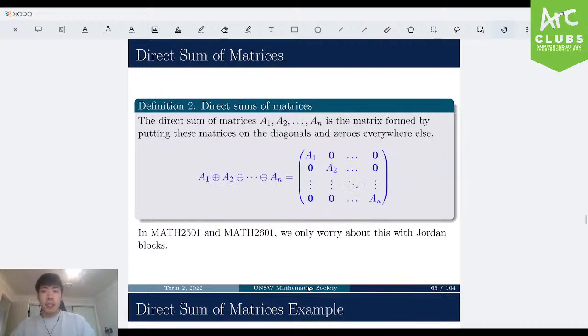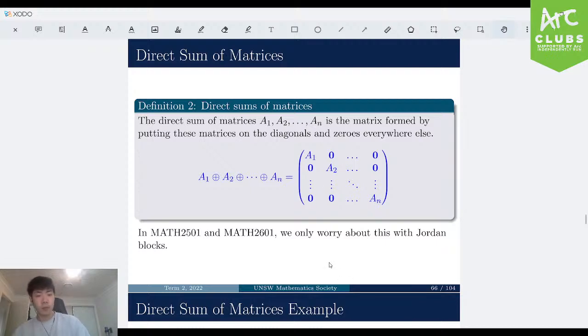Another definition is the direct sum. So you may have learned direct sums elsewhere in this course or in first year. But essentially, we're mainly interested in the direct sum of matrices. Okay. And a direct sum of matrices just ends up being one big matrix where you're putting together all of the matrices that you're direct summing together, so in this case A1 to AN, along the diagonal. And then you pad out all the extra rows and columns with zeros.